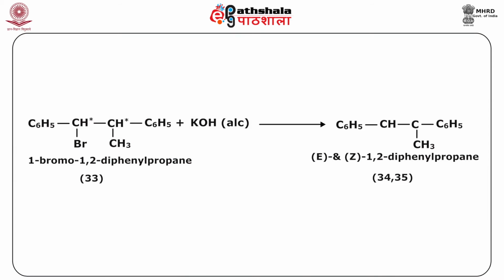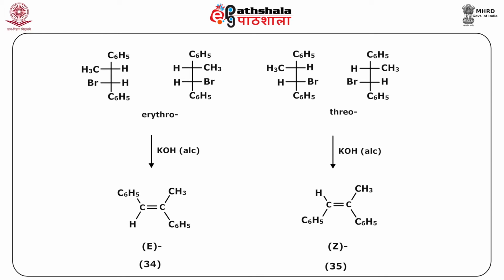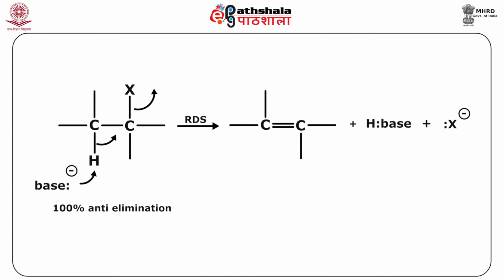For example, 1-bromo-1,2-diphenyl propane goes through the elimination of hydrogen and bromine in the presence of alcoholic KOH via the anti-elimination mechanism, giving E and Z alkenes, as depicted here in the sequence of reactions. The mechanism of the bimolecular elimination reaction is also depicted here, where the base abstracts a proton from the end opposite to the leaving group, giving the desired products.